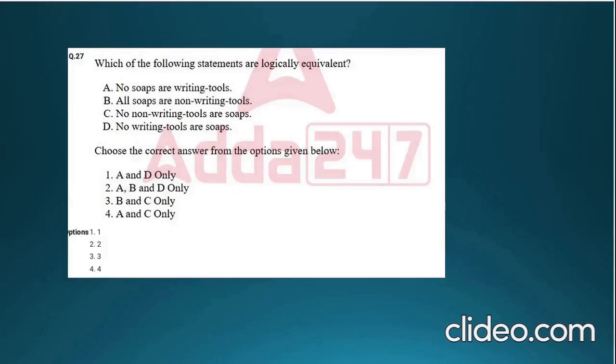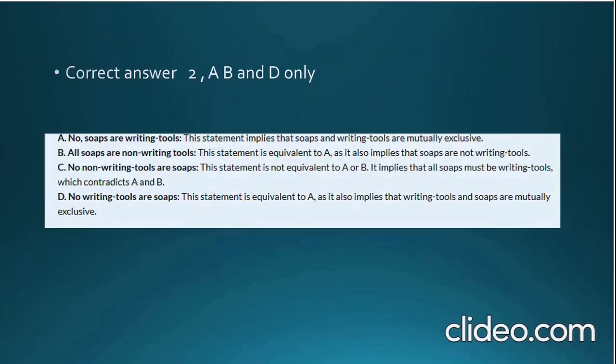Coming directly to the question, which of the following statements are logically equivalent? A. No soaps are writing tools. B. All soaps are non-writing tools. C. No non-writing tools are soaps. D. No writing tools are soaps. Choose the correct answer from the options given below. A and D only, A, B and D only, B and C only, A and C only. Options 1, 2, 3 and 4. So the correct answer is A, B and D only. That is, the correct answer is option 2.